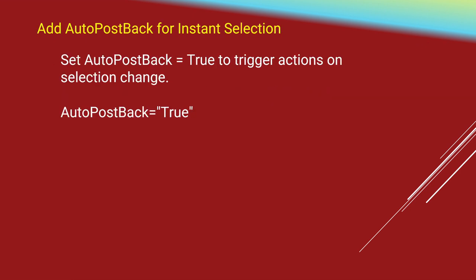For an immediate response when a user selects an item, set the drop-down list AutoPostBack property to true. This triggers a postback automatically on selection change, allowing dynamic behavior without needing a separate button.